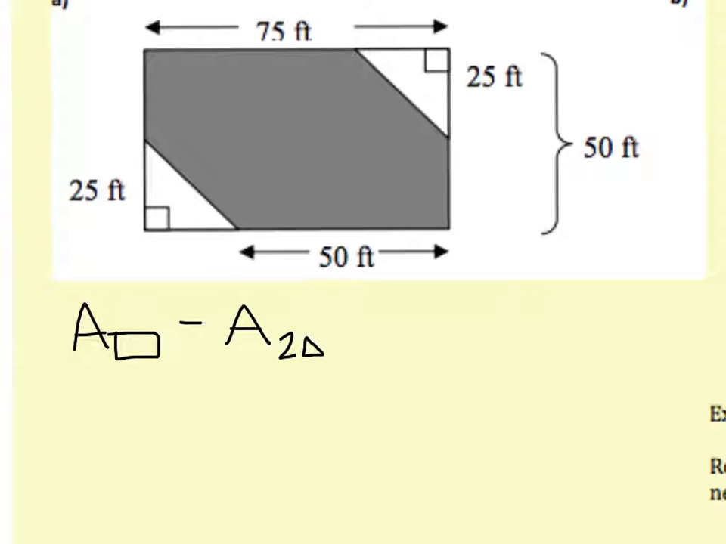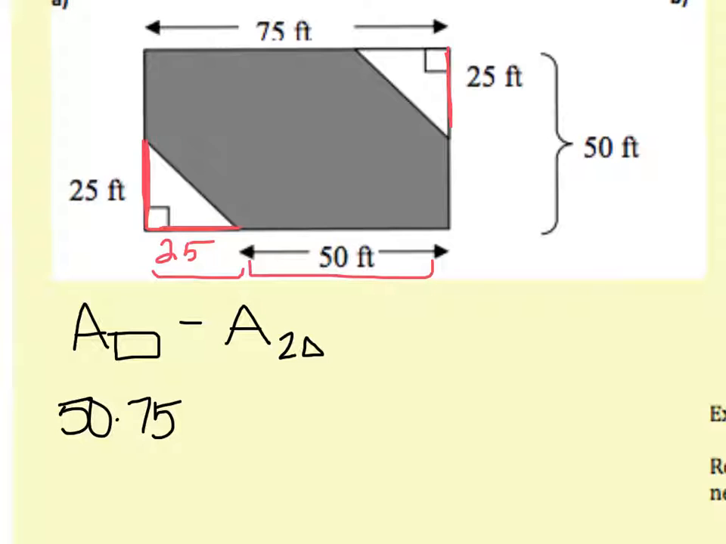All right, so what we're going to do first is find the area of the rectangle, and that's going to be 50 times 75. And then we're going to find the area of the two triangles. If I'm looking at these triangles, this one is 25, and this one is 25. So that makes this also 25, because this length is 50, and to make the whole opposite side congruent, that's going to have to be 25 to make this total of 75. And then same thing up here. This one's going to be 25 as well.